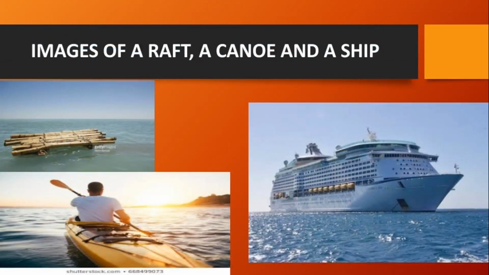Now let's see the images of a raft, a canoe, and a ship. The first image on my left is the image of a raft. You can see the logs of bamboo tied together. So if you stay on this raft, you can move on any river. So it's an old means of transportation. Then you have a canoe being paddled with an oar. Then the modern ship. You see how large it is and it can carry containers.